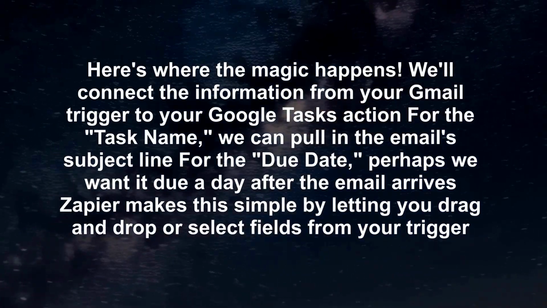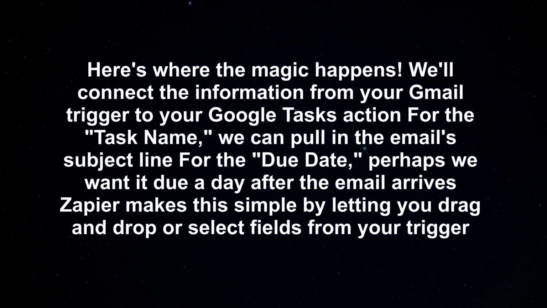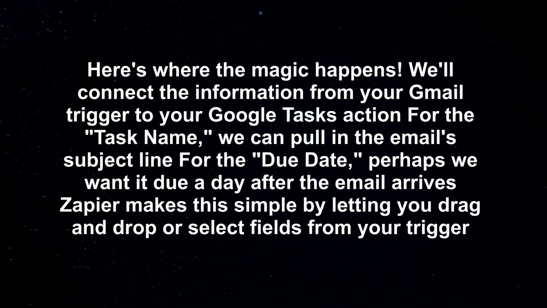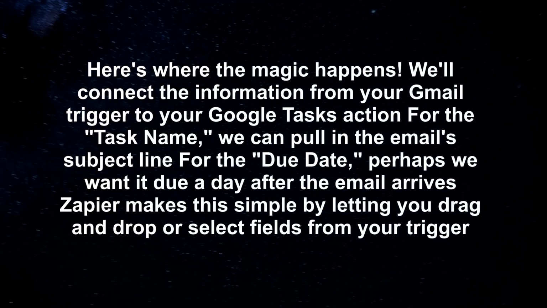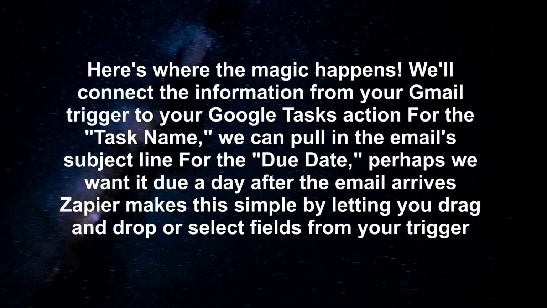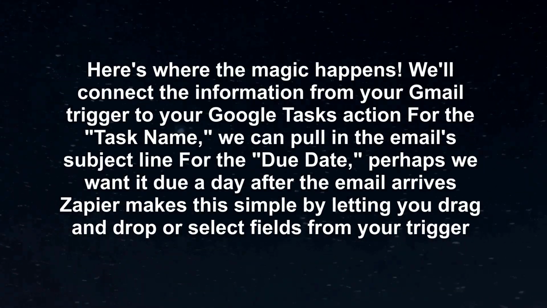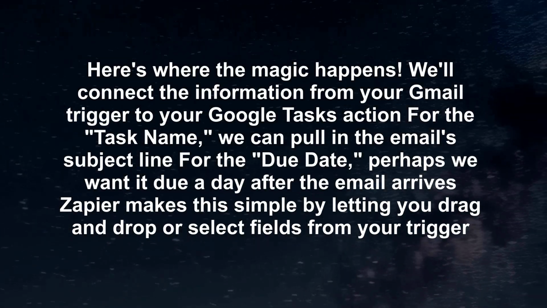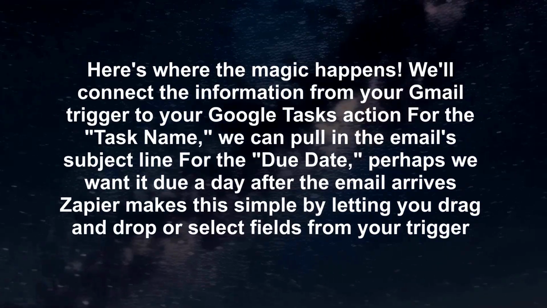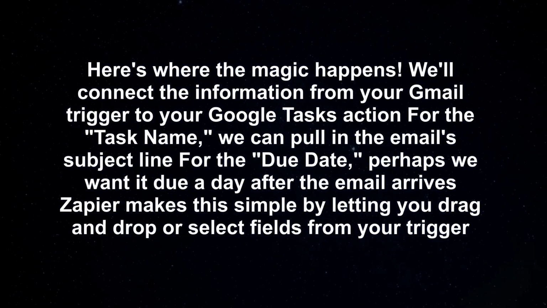Here's where the magic happens. We'll connect the information from your Gmail trigger to your Google Tasks action. For the task name, we can pull in the email's subject line. For the due date, perhaps we want it due a day after the email arrives. Zapier makes this simple by letting you drag and drop or select fields from your trigger.